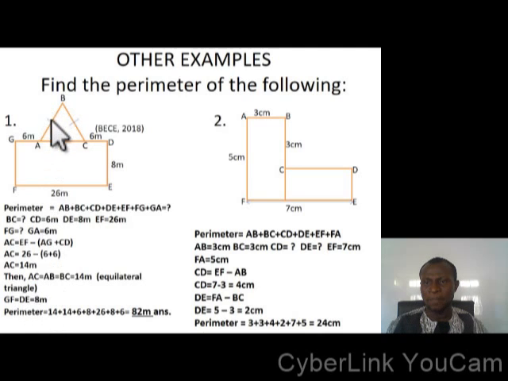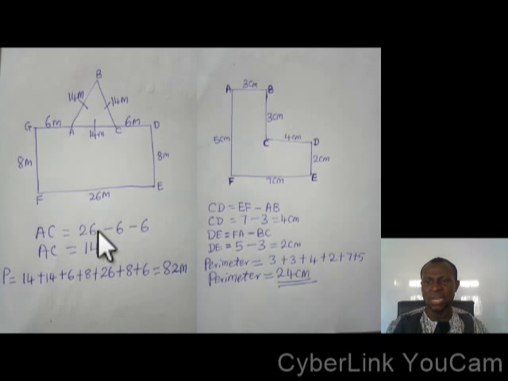That's 14 here, plus 14, plus 6, plus 8, plus 26, then plus 8. Look at these numbers as I call them so that you find out that they are complete. 14, plus 14, plus 6, plus 8, plus 26, plus 8, and finally plus 6. When you add all of them together, it will give us what? 82 meters as our answer. I hope it's very clear, just like the way I demonstrated it here.